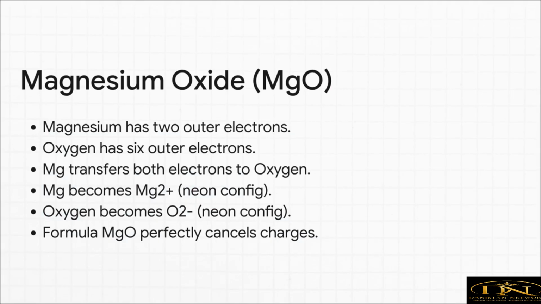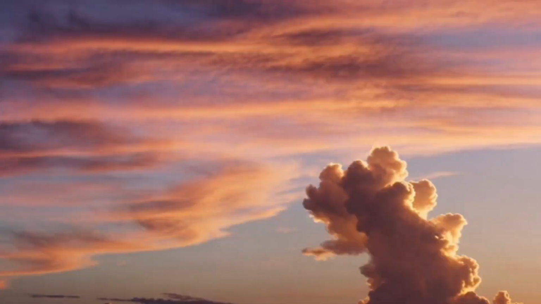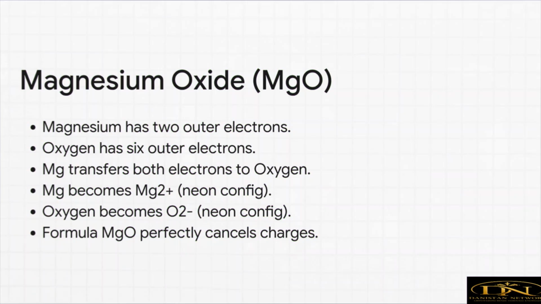Okay, let's level up. What happens when we need to transfer multiple electrons? Consider magnesium oxide. Magnesium is a group 2 metal, meaning it carries 2 outer electrons. Oxygen is group 6, so it has 6 outer electrons and needs exactly 2 to complete its octet. So instead of a single electron jumping ship, both of magnesium's outer electrons are transferred to a single oxygen atom. Magnesium becomes Mg2+, and oxygen becomes O2-.